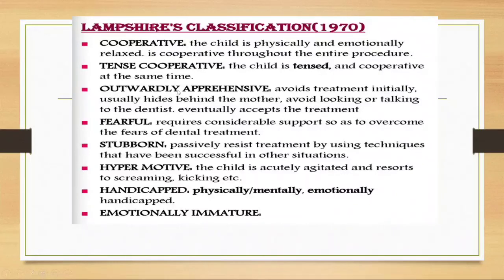Then outwardly apprehensive. These types of kids avoid treatment initially. They usually hide behind the mother, avoid looking or talking to the dentist, but eventually they accept the treatment. Then we have fearful. They require considerable support so as to overcome the fears of dental treatment. Then the stubborn children, they passively resist treatment by using techniques that have been successful in other situations.